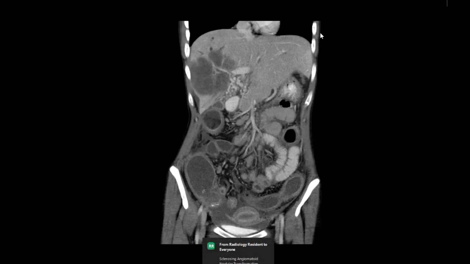So can I see another image? There is no image. My first differential is liver abscess, with colitis in the large bowel. Okay. And multiple enlarged lymph nodes due to infection. And the liver is also enlarged.